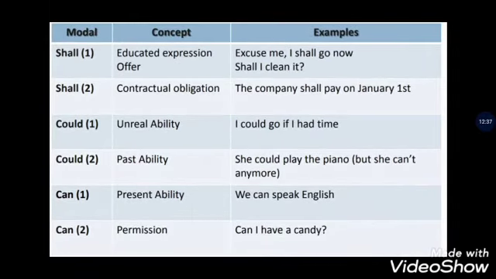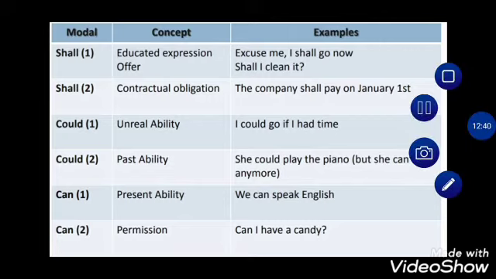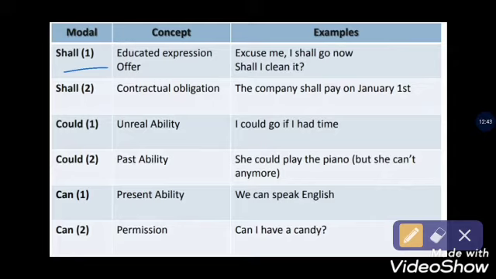Next is shall, and it's used for polite expression of offers, and also for contractual obligation. For example, excuse me, I shall go now. Shall I clean it? I hope you understand how I use it in a sentence. It's for a formal offer. We can't say, hey I help you, hey I shall help you. It's not like that. It's like, may I help you, shall I help you. It's in a very down to earth way.